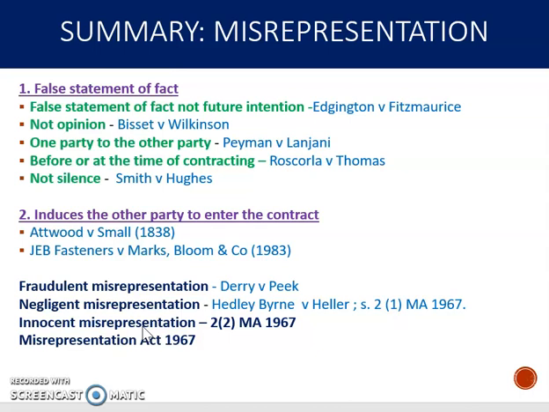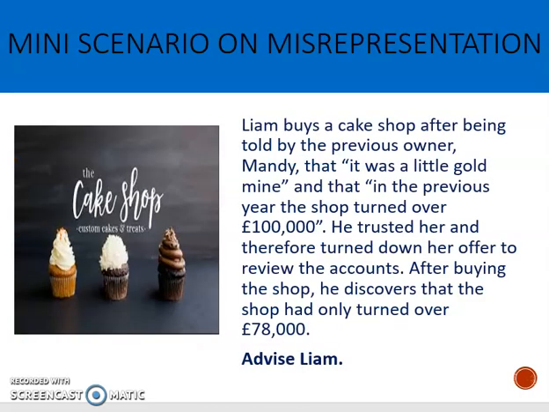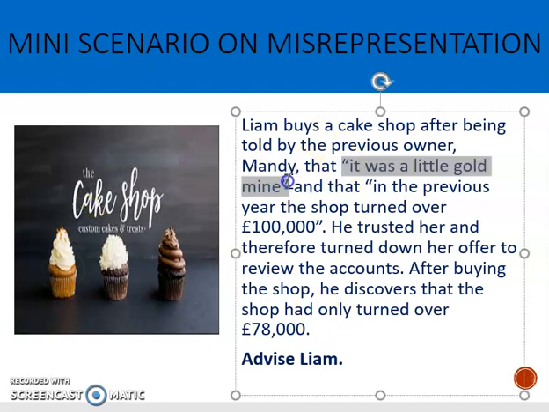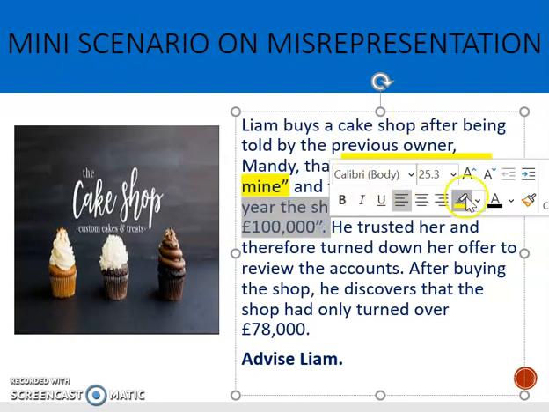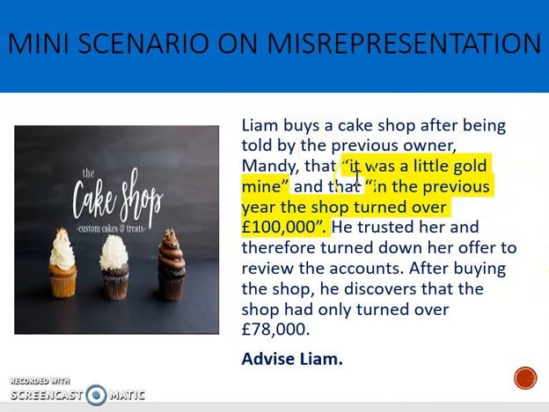Okay, so now that we've got the law recapped and a bit fresher in our minds, let's go back to the Liam and Mandy situation and see what we've got here. So in the exam, it's useful to highlight the statements that you've got. So we've actually got two here from Mandy. Firstly, she says that the cake shop was, quote, a little gold mine. And secondly, that, quote, in the previous year, the shop turned over £100,000.